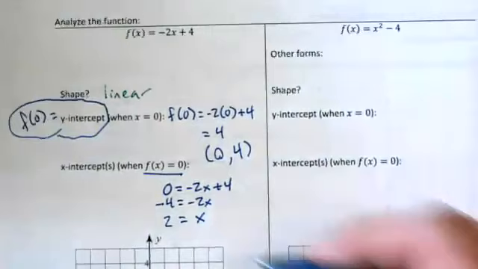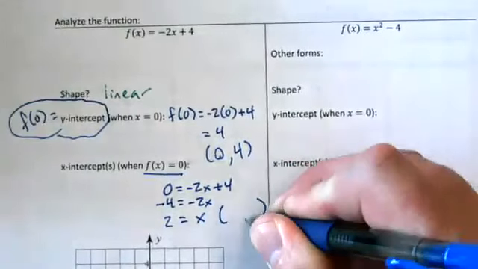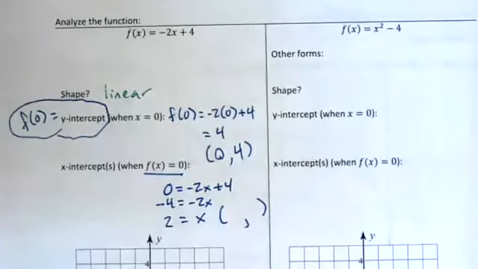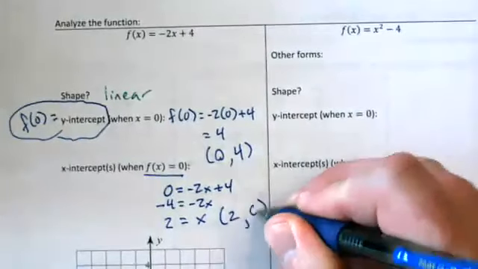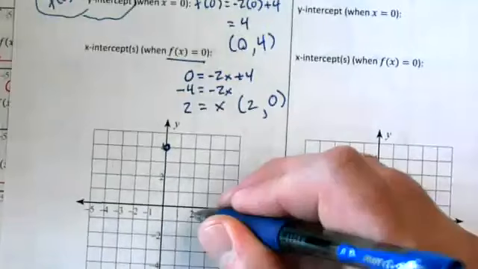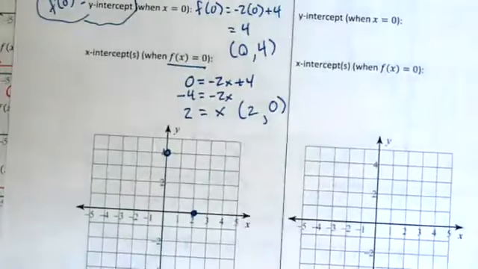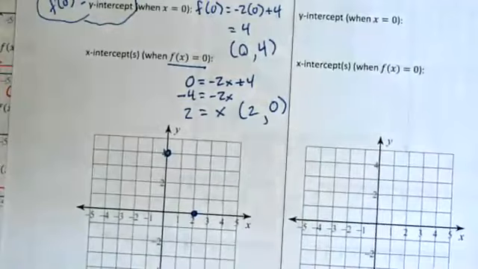This is an intercept, so it also deserves an ordered pair. Is it 2 comma 0 or 0 comma 2? 2 comma 0. Awesome. All right, so if we got two intercepts and it's a linear equation, these are pretty easy to graph. That's a line.